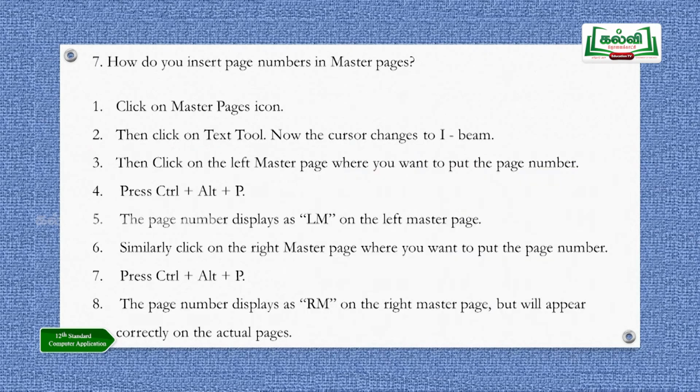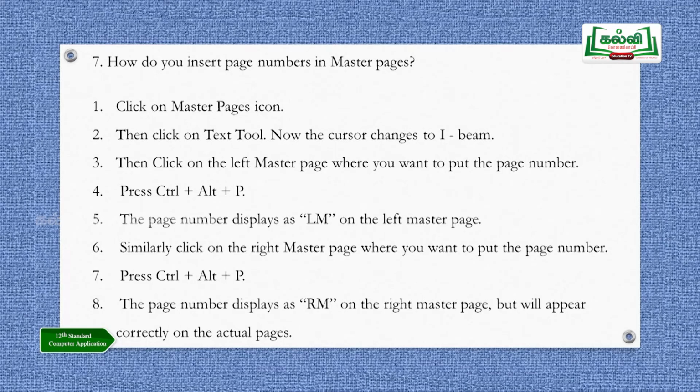Next we move on to the 7th question. How do you insert page numbers in master pages? Here you have two things to take: left hand side page number and right hand side page number. For both you have to explain. You may ask me, sir, why is this a 3-mark question when I have to write 8 points. As I told in the beginning itself, certain questions will be lengthier, there is no other choice, because here you have left hand side and also right hand side. Left hand side you will have odd numbers, right hand side you will have even numbers. So you have to explain how to make them appear in the left hand side and in the right hand side. That we will see now. Click on the master page icons, click the text tool.